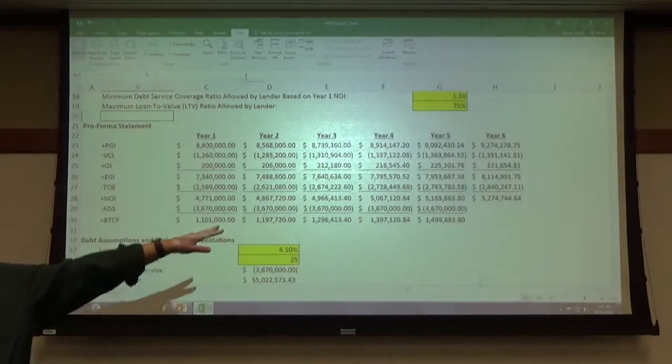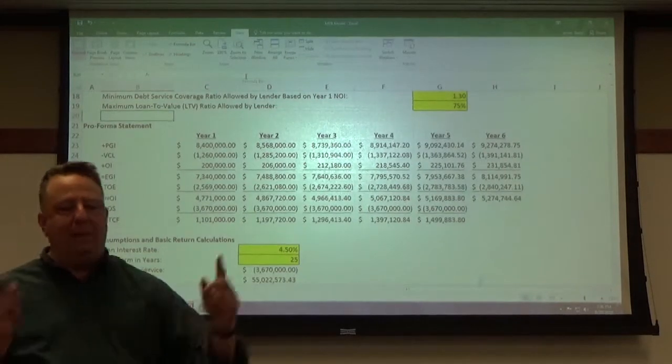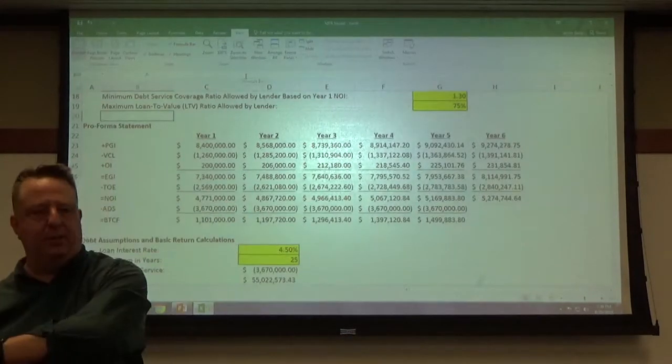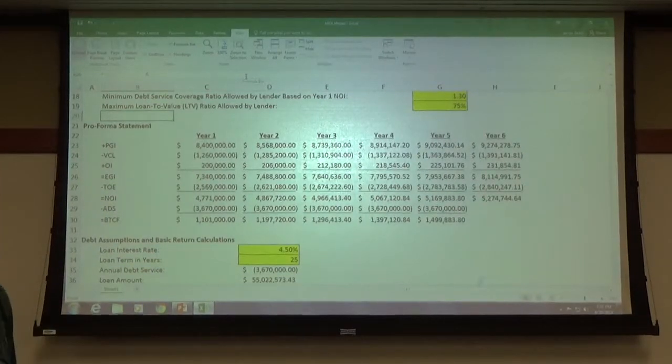Now, if it was a debt service coverage ratio of a 1.25, would that be more conservative or less conservative from the perspective of the lender? Less. It would be less conservative, meaning they trust you more, okay? They trust your numbers more.